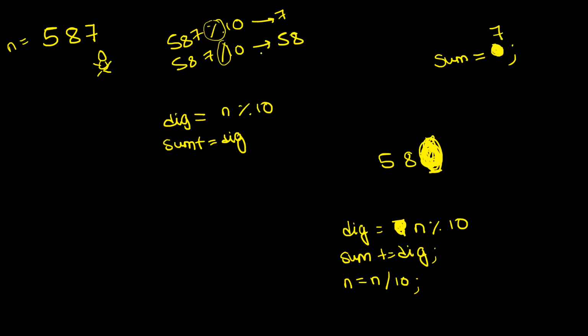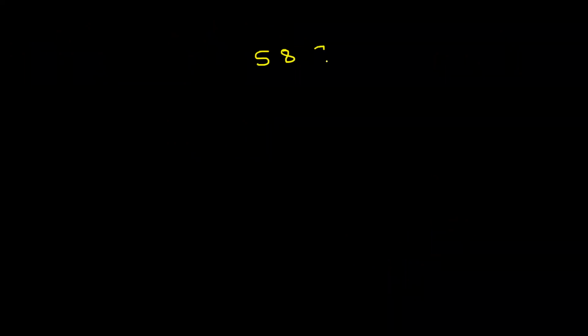Okay. So what have I done? See, try to understand. I had the number 587 initially. I have this big number to process. I had a sum equal to 0. So first of all, I see what is the digit at the last. Okay, so I do a number percentage 10, and I see that the digit is 7. So I add 7 to my sum. So my sum now becomes 7.